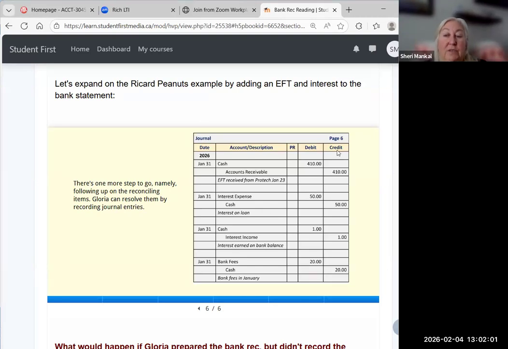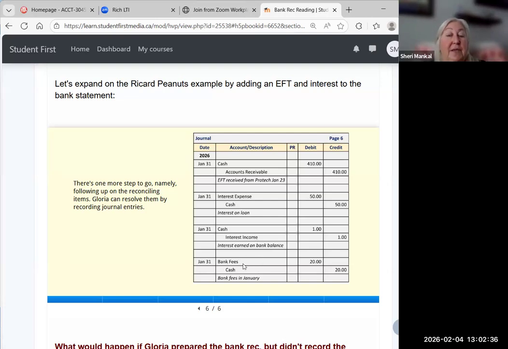So here we go. The first one, we received $410 cash, and we would have to look up the paperwork for this to see why we received that $410 cash. So in this case, a customer paid us, so it's going to be a credit to accounts receivable. The interest is always an expense, and our cash went down. Again, here we received $1 from interest income. So that would be listed under other income at the bottom of our financial statement.